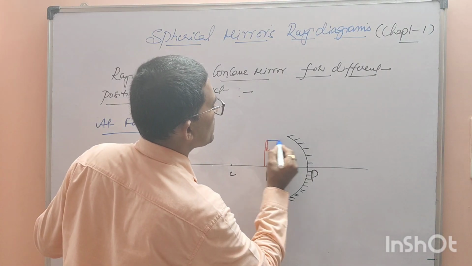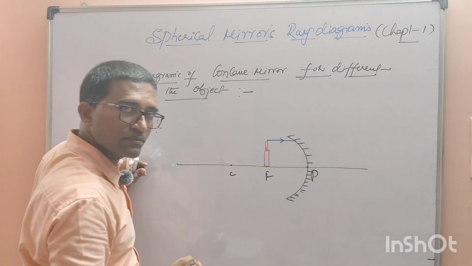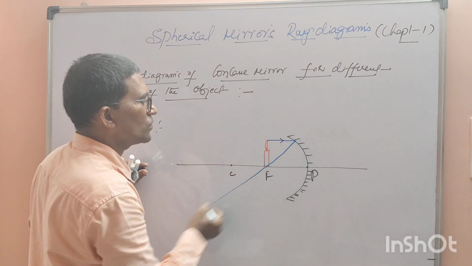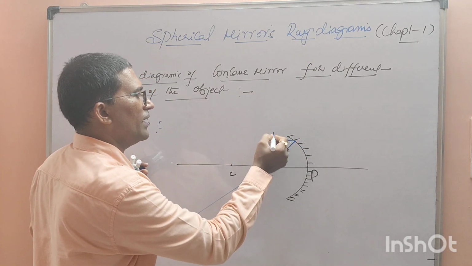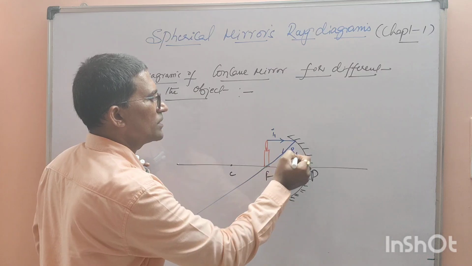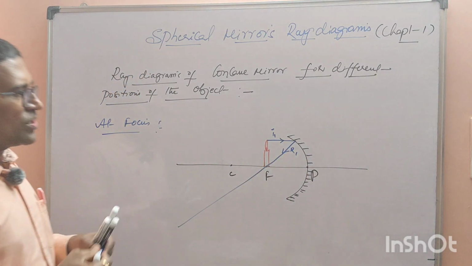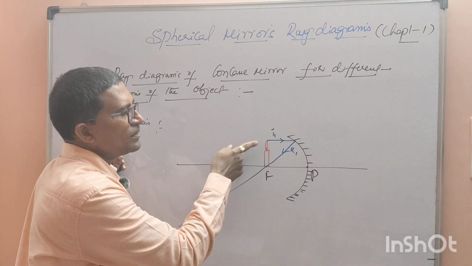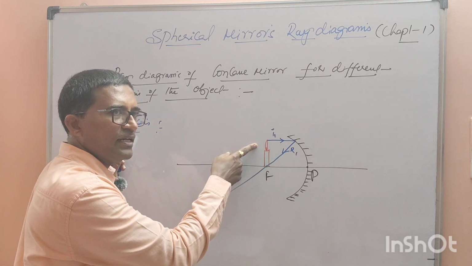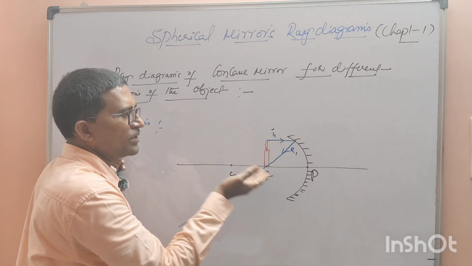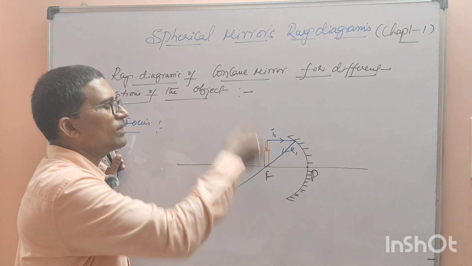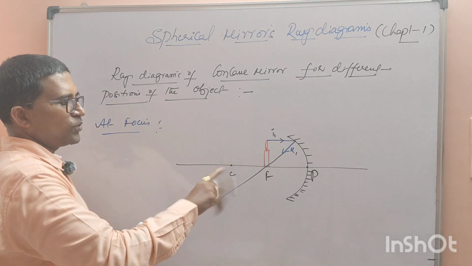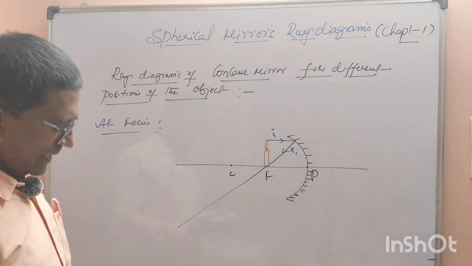The incident ray is parallel to the principal axis. After reflection, it passes through where? It passes through the focus. This is the reflected ray, and this is I1, you consider. This is R1. There is no chance of the second ray being incident onto the focus, because the object is itself on the focus, and how will the ray pass through the focus? It's very difficult. Then we can opt for two ways to draw this ray diagram.